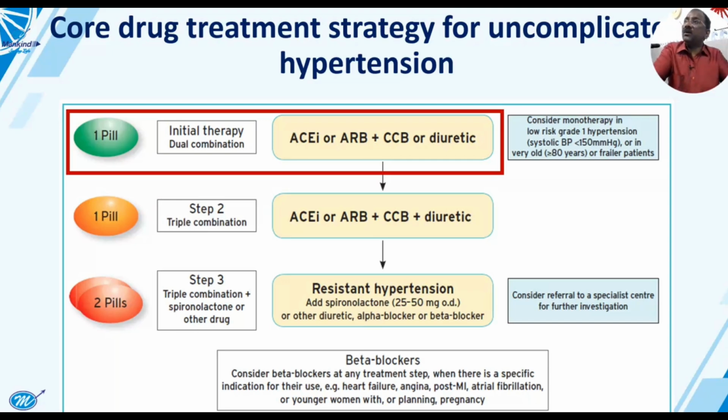Escalate. Because what is your goal? Good. Your goal is less than 130/80. You did not reach your goal. So what to do? To escalate the drug. So go to the second one. So that is again, the single pill is available.